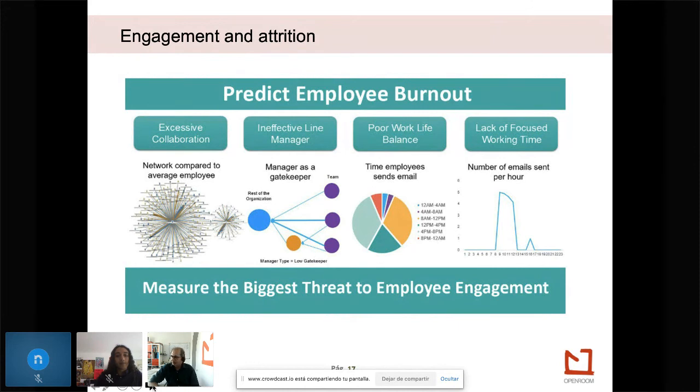I think it was another big company that found out, with research from a university, these four indicators of burnout. One is excessive collaboration. So if you have too many emails to answer and too many networks to go through compared with the average, those are indicators of burnout. Then there are ineffective line managers as gatekeepers, poor work-life balance, and the lack of focused working time. So the number of emails sent per hour is an indicator of that.